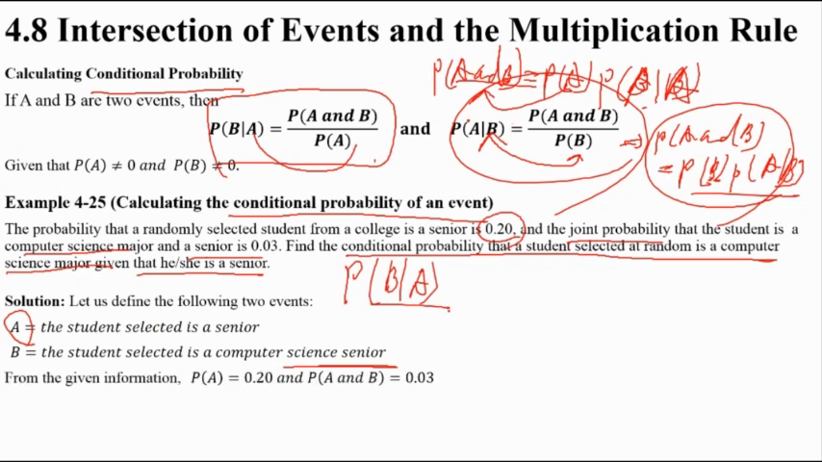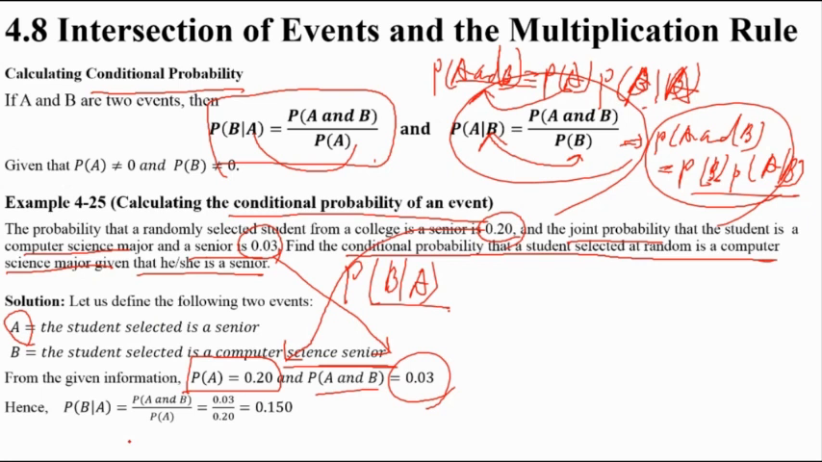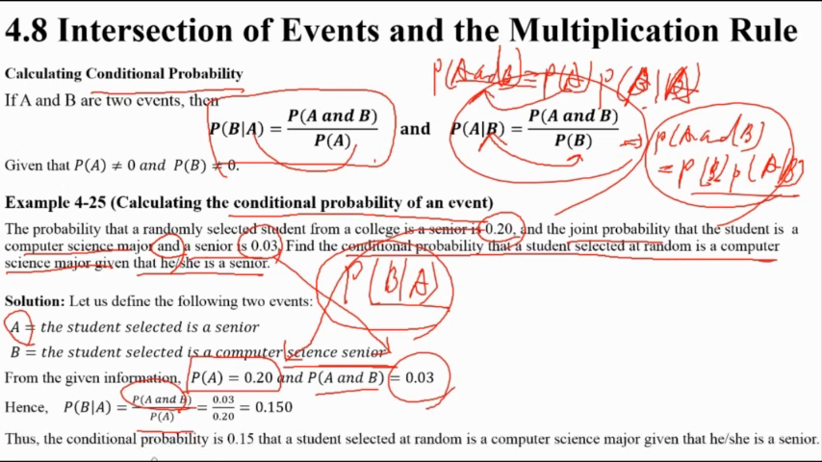So we have the given information: P(A), which means senior, is 20%, and here 3% is for A and B together. This A and B is given, right? So here we have P(A) and P(A and B), because there is an "and". By calculation, the conclusion is 50%: a randomly selected student is a computer science major given that she is a senior.